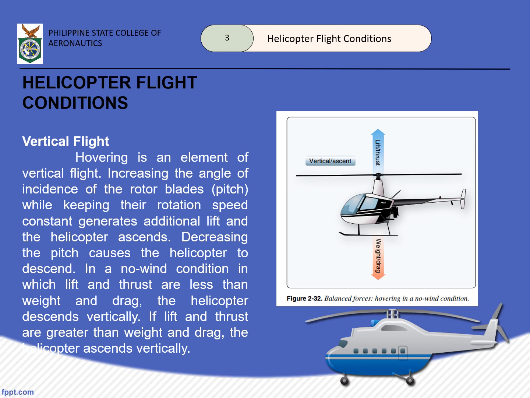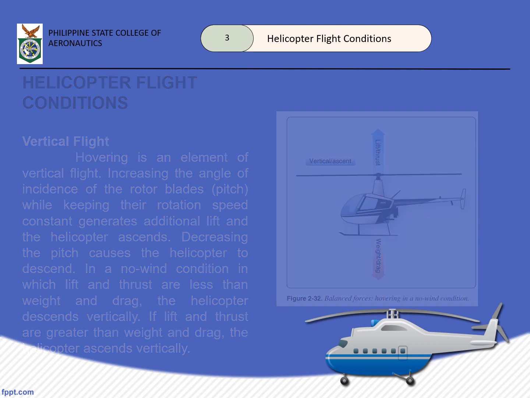In a no-wind condition in which lift and thrust are less than weight and drag, the helicopter descends vertically. If lift and thrust are greater than weight and drag, the helicopter ascends vertically. Again, our rotor is responsible for creating thrust, which is directed vertically. So this allows us to do vertical flight, which is not limited to hover only. We can also do, of course, vertical takeoff and landing.